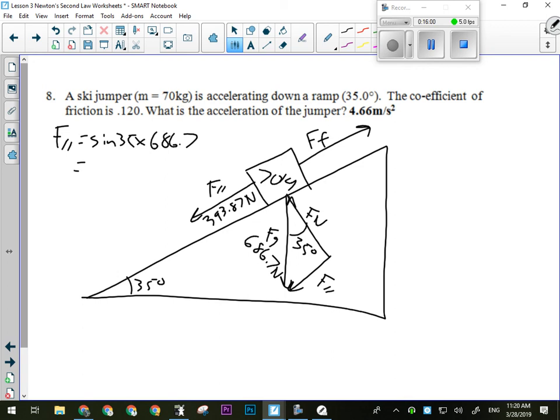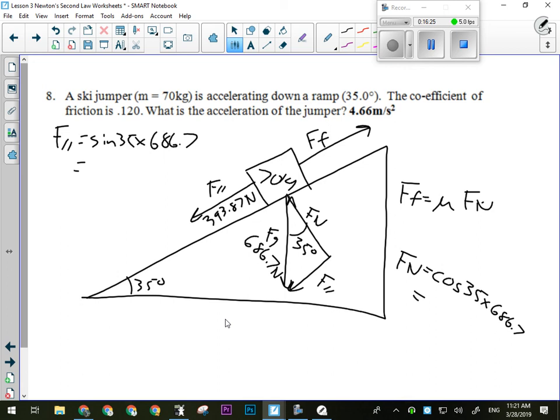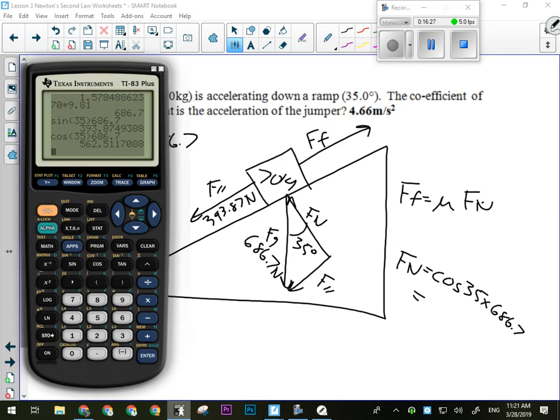Now, if I'm going to calculate the force of friction, then I have to use this formula, mu times the normal force, which means I've got to calculate the normal force. Normal force is the adjacent side, so that'll be the cos of 35 degrees times 686.7. So 562.51. This is the step we haven't done very much.